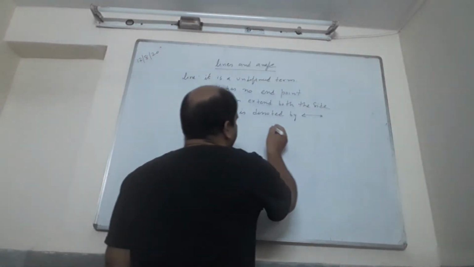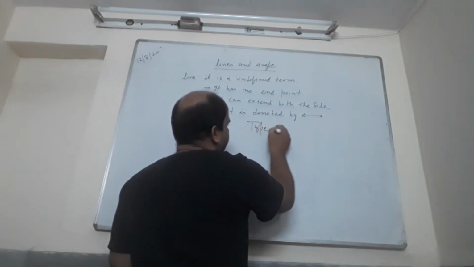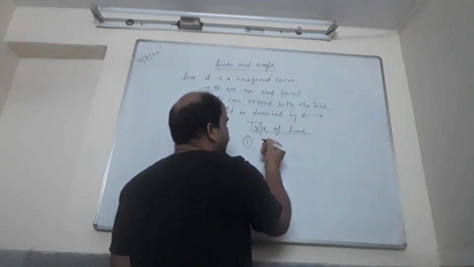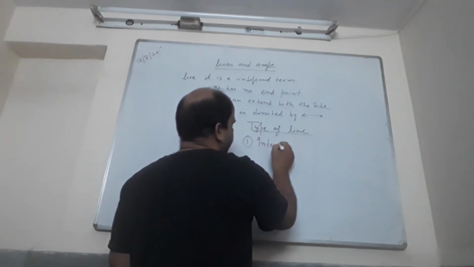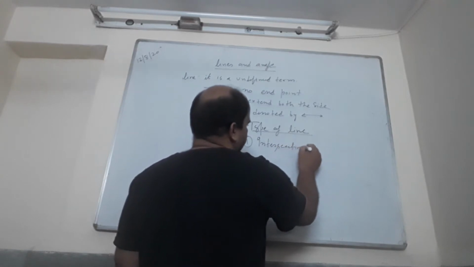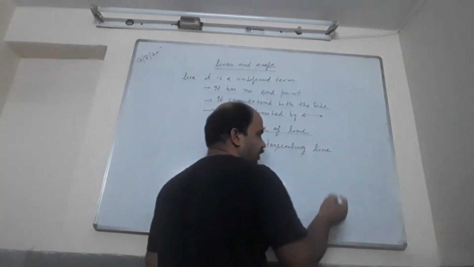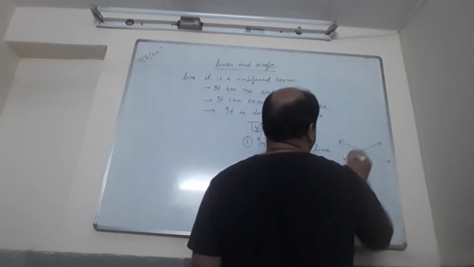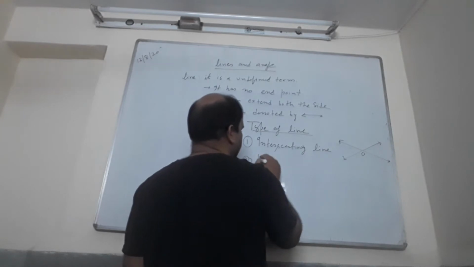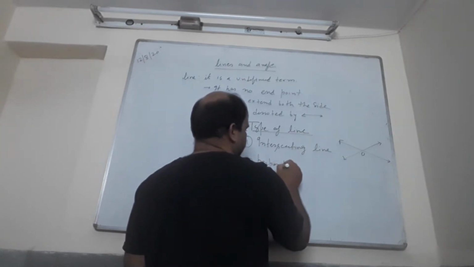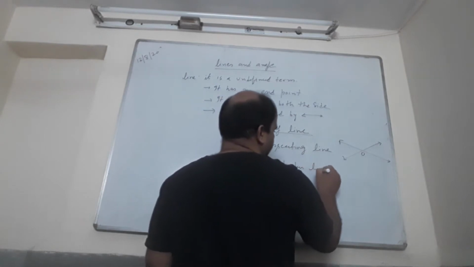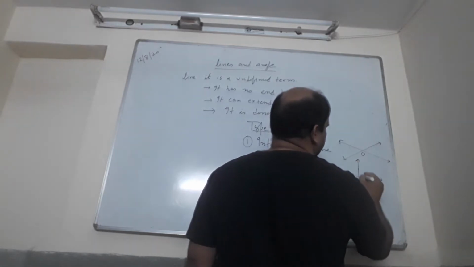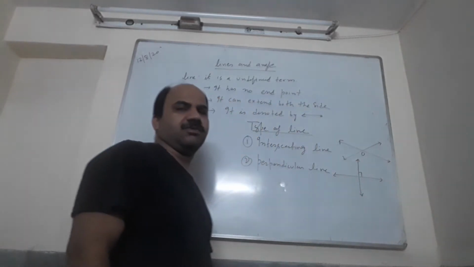Now we should know types of lines. First of all, we should know intersecting lines, in which any two lines intersect at any point. It is called intersecting line. Second is perpendicular line. If two lines intersect each other at 90 degrees, it is called perpendicular line.